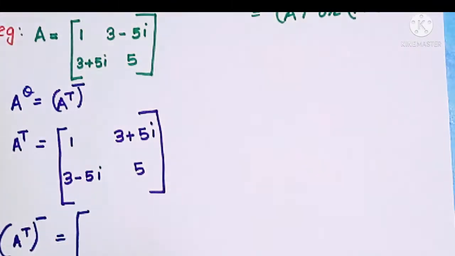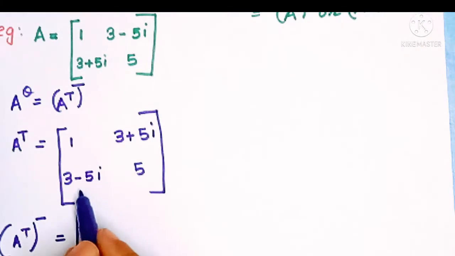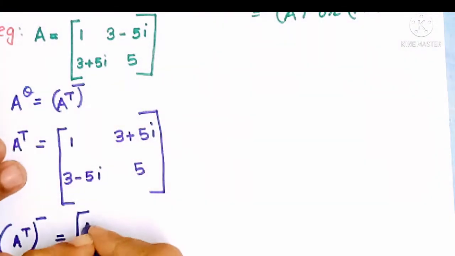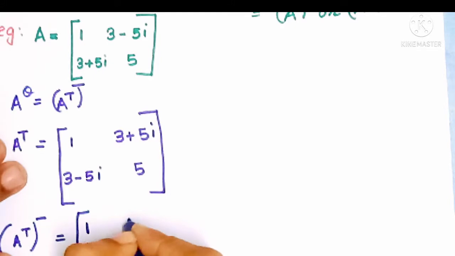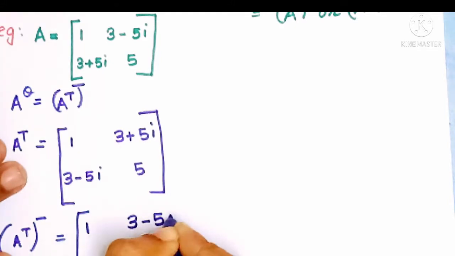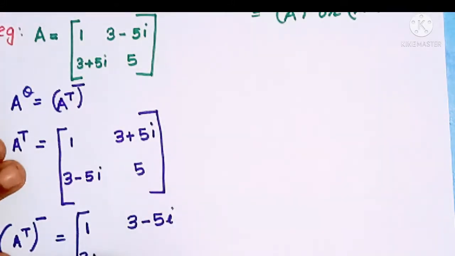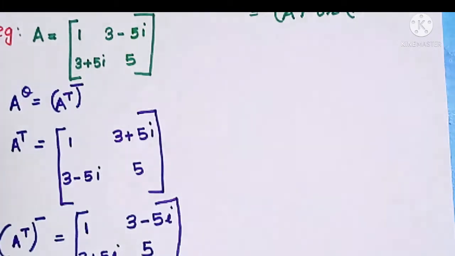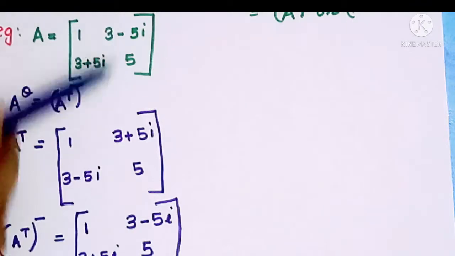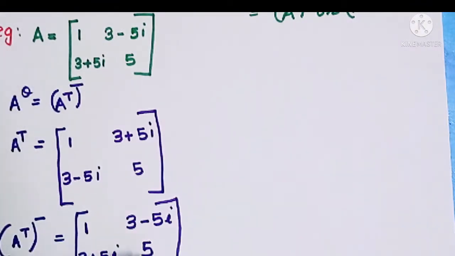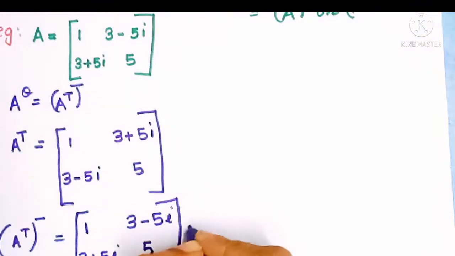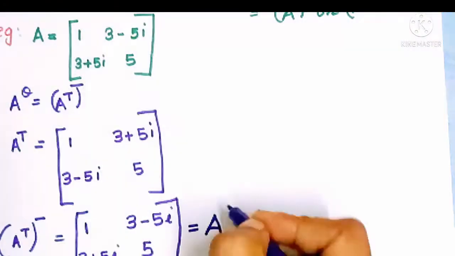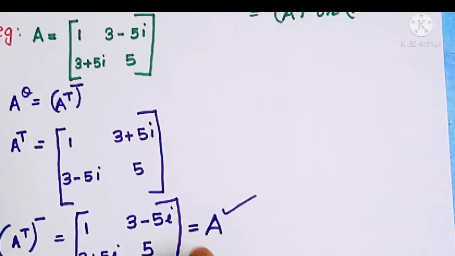Next we need to find A transpose the whole bar. That means we are replacing each element by its complex conjugate. The complex conjugate of this number becomes 3 minus 5i. Here it becomes 3 plus 5i. Here it becomes 5. So we can check this matrix with matrix A. First element 1, second element 3 minus 5i, third element 3 plus 5i and fourth element 5. So it should be equal to A. So we can call this a Hermitian matrix.